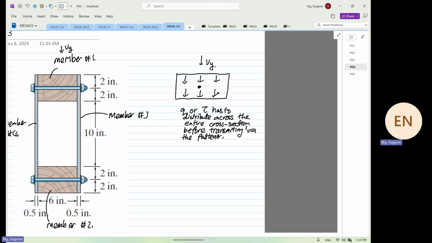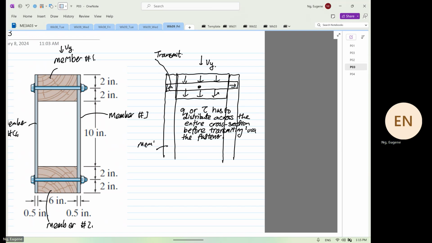Okay. Now this is a very important point. So the shear stress will distribute entirely across the what? The member first. Then after that, when you have your fastener, the fastener will transmit to the other member. Then it will transmit to the other two members over here. So this is your member number 4, and this is your member number 5.